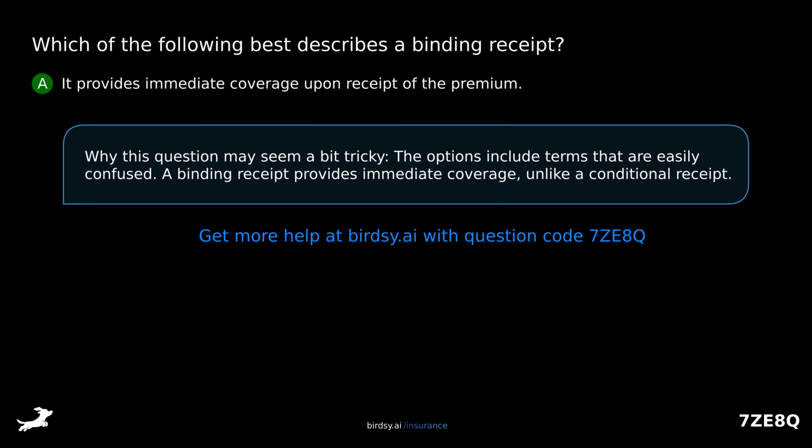Why this question may seem a bit tricky. The options include terms that are easily confused. A binding receipt provides immediate coverage, unlike a conditional receipt.